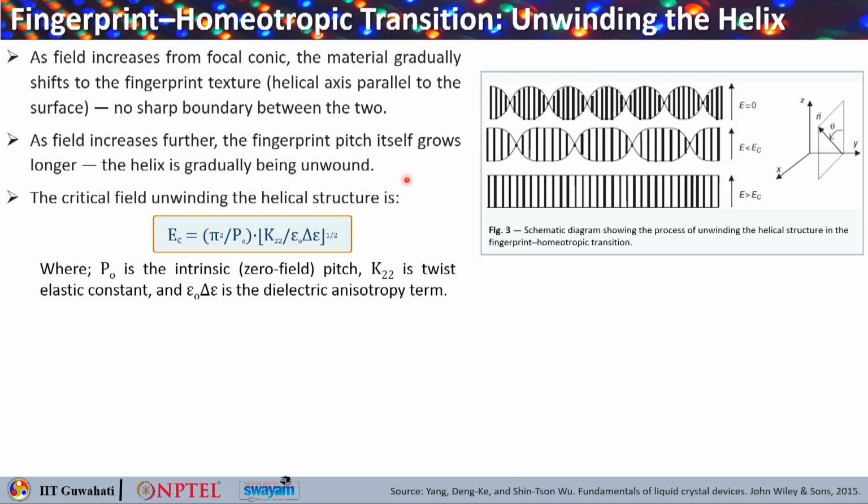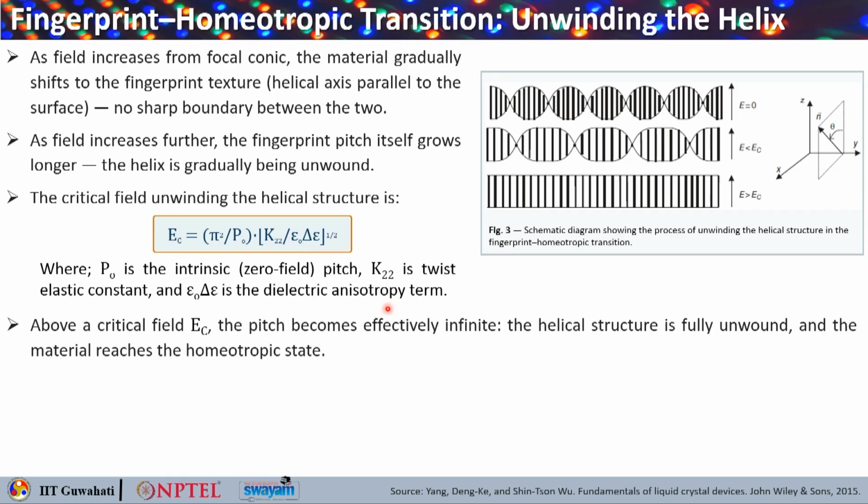So the critical field that is unwinding the helical structure is given as EC. So for E greater than EC, the unwinding happens here. EC is basically π² divided by P0 times (K22 divided by ε0Δε) to the power half. P0 is the intrinsic zero field pitch, K22 is the twist elastic constant, and ε0Δε is basically the dielectric anisotropic term.